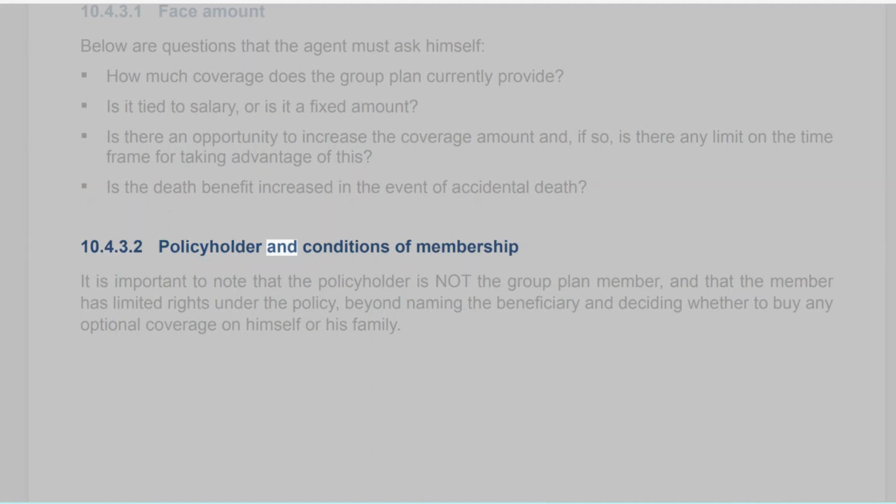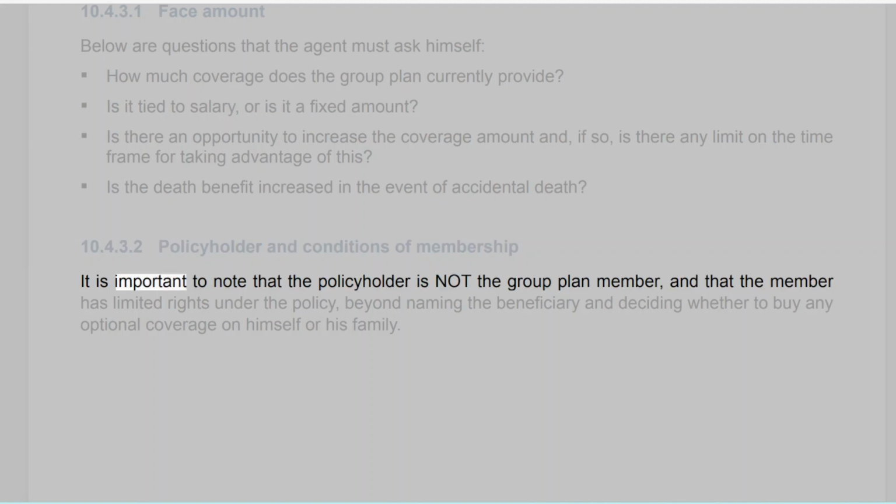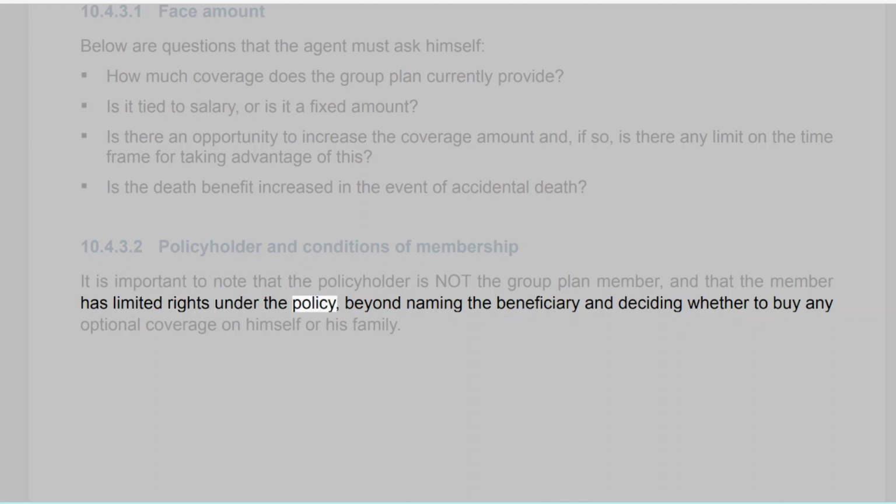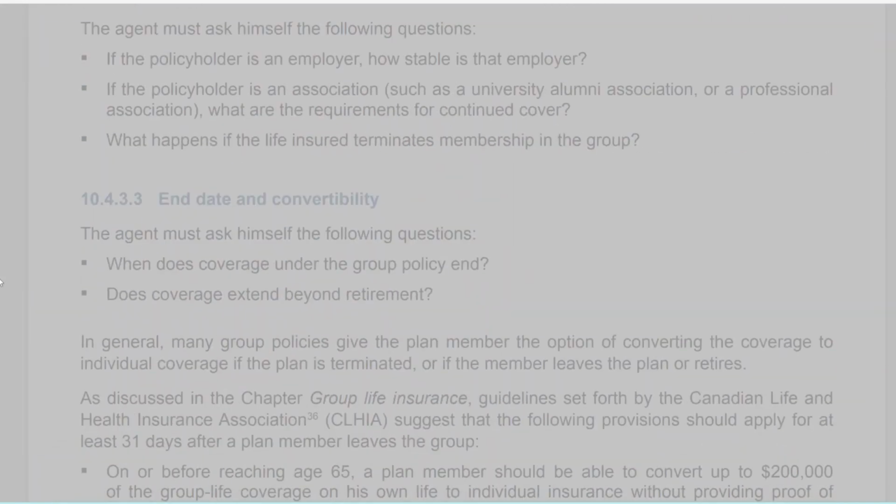10.4.3.2 Policyholder and conditions of membership. It is important to note that the policyholder is not the group plan member, and that the member has limited rights under the policy, beyond naming the beneficiary and deciding whether to buy any optional coverage on himself or his family. The agent must ask himself the following questions. If the policyholder is an employer, how stable is that employer? If the policyholder is an association, such as a university alumni association or a professional association, what are the requirements for continued cover? What happens if the life insured terminates membership in the group?